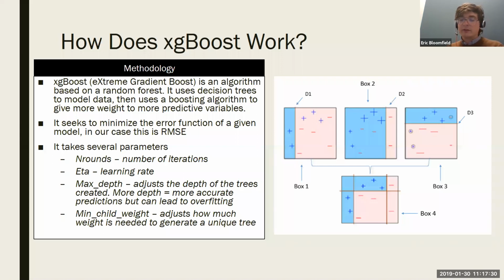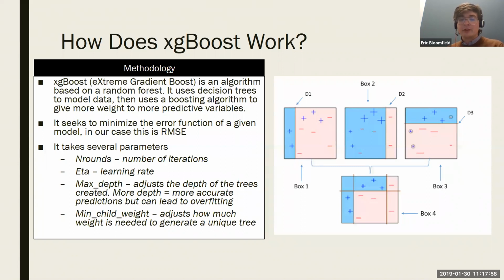It's good to balance how much information we're taking from our previous iteration, because setting this too high can lead to overfitting, which is when our model knows too much about the training set and it actually will compromise its ability to predict on new data. Max depth adjusts the depth of the trees that we're creating within our random forest. More depth can lead to a more accurate prediction, but can also lead to that overfitting problem.